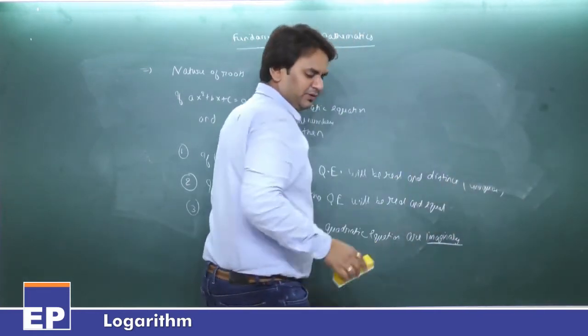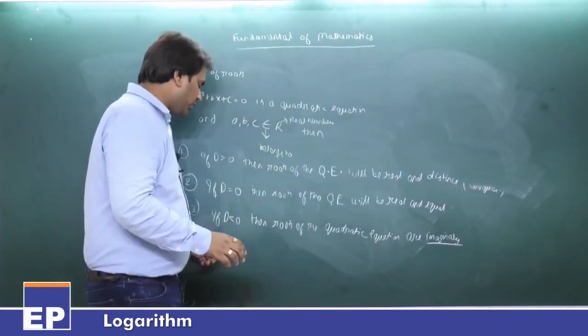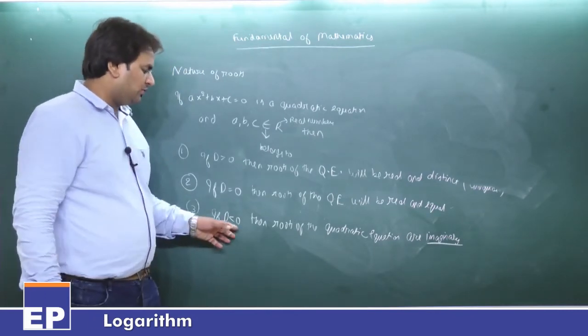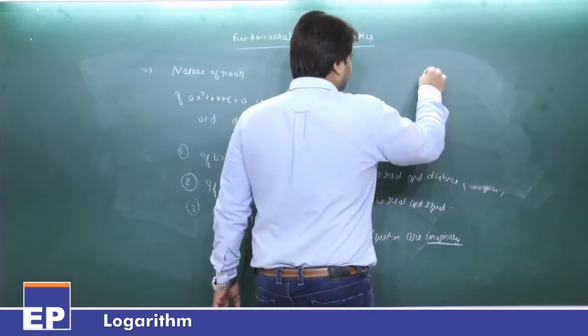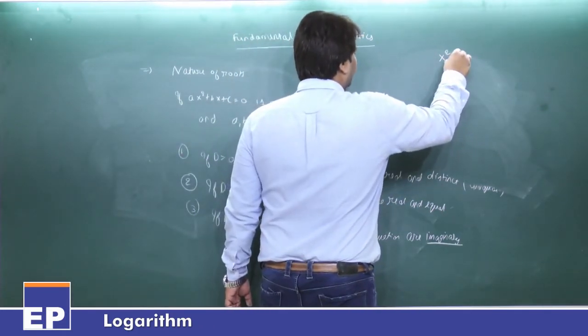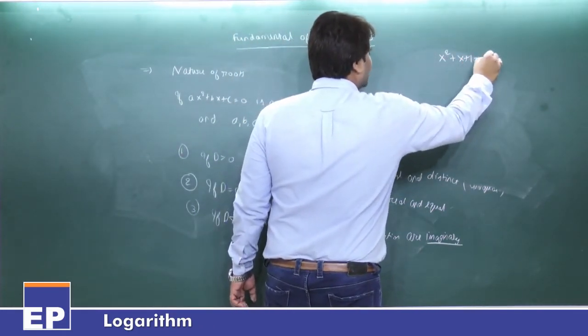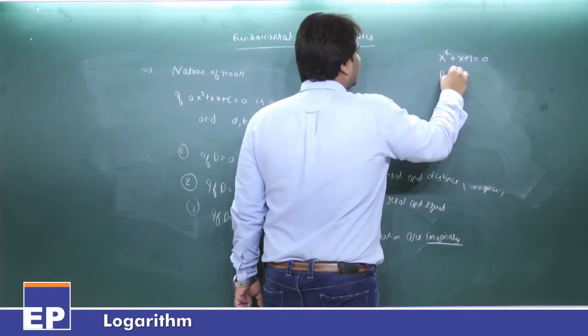Let's justify case number 3. This case is very important to you. If D is less than 0, then the roots of the quadratic equation are imaginary. Let's take an example. Your example is x square plus x plus 1 is equal to 0. Let's calculate the D of this.